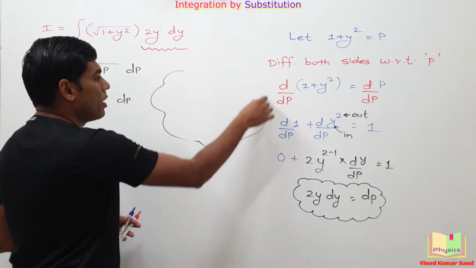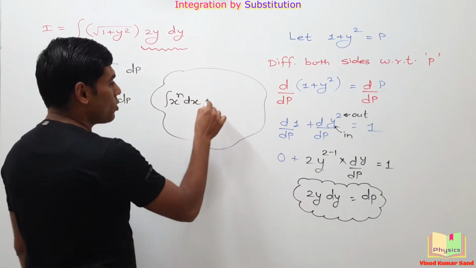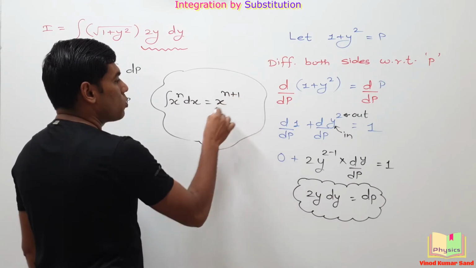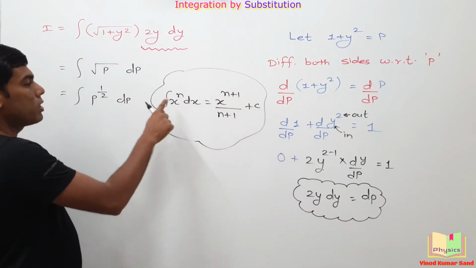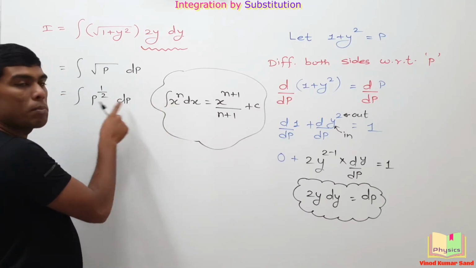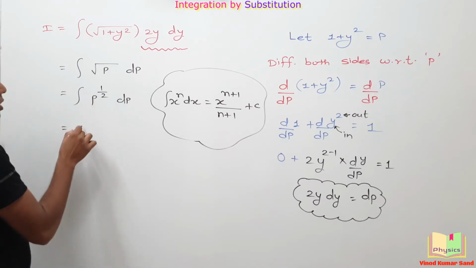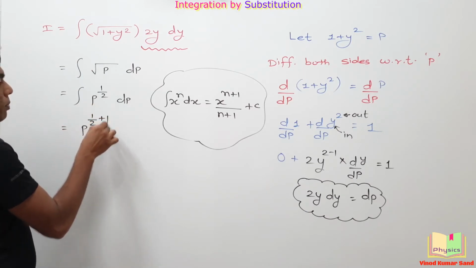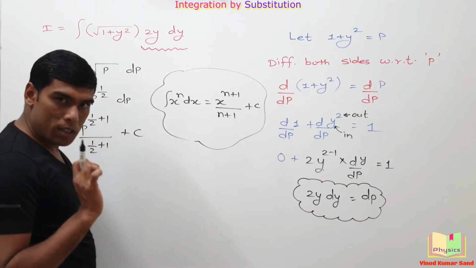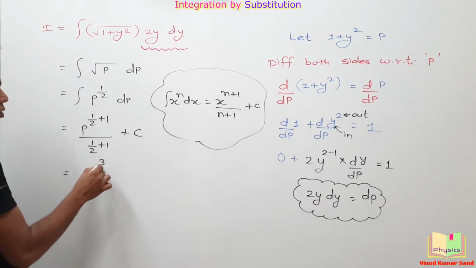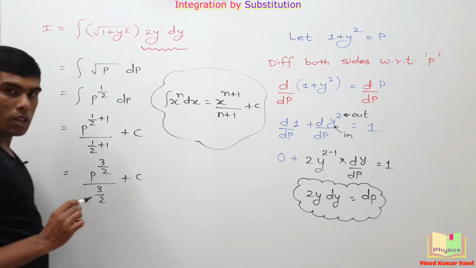You remember the integration of x to power n with respect to x. What was the answer? x to power n plus 1 by n plus 1 plus some constant c. Now instead of the variable x, here we have the variable p. A similar formula is applicable. So I am writing the answer. This will be p to power half plus 1 divided by half plus 1 plus some arbitrary constant c. It is p to power 3 by 2 divided by 3 by 2 plus some constant c.